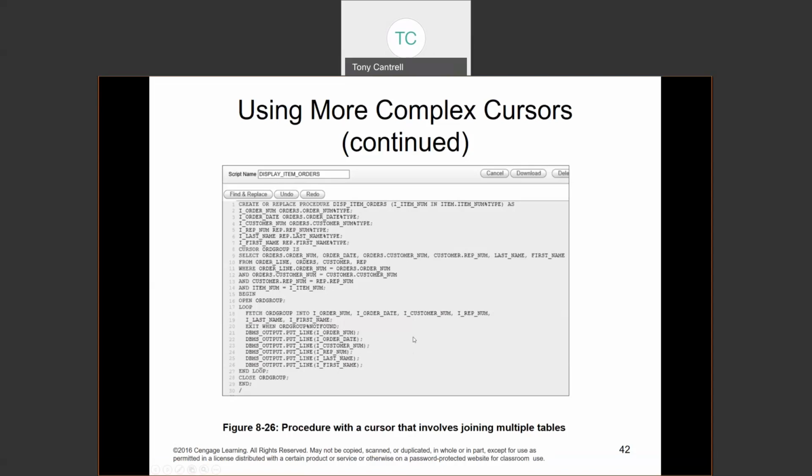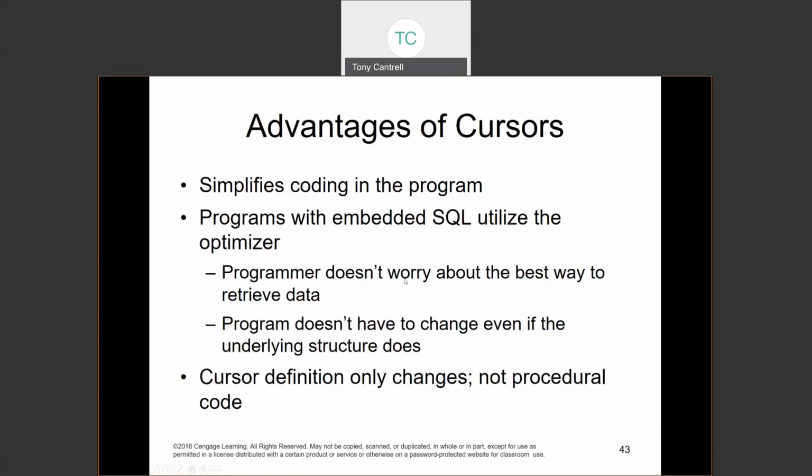Advantages of cursors. It simplifies the coding. Programs with embedded SQL utilize the optimizer. I don't know if you know what the optimizer is, but every time you run an SQL statement, the database management system does what they call optimizing, and it determines which is the best way to execute that to make it run faster. What's the big deal? The big deal is it may be running against millions and millions of records. So you want it to run as fast as possible.